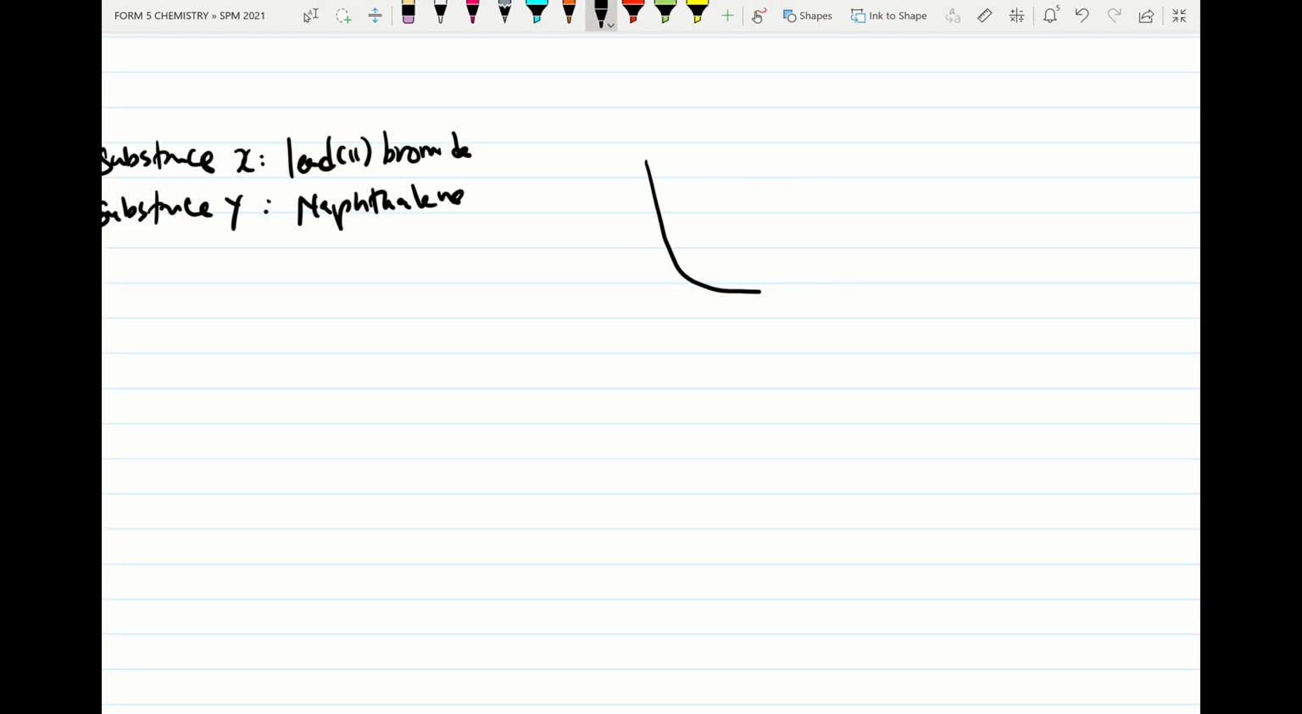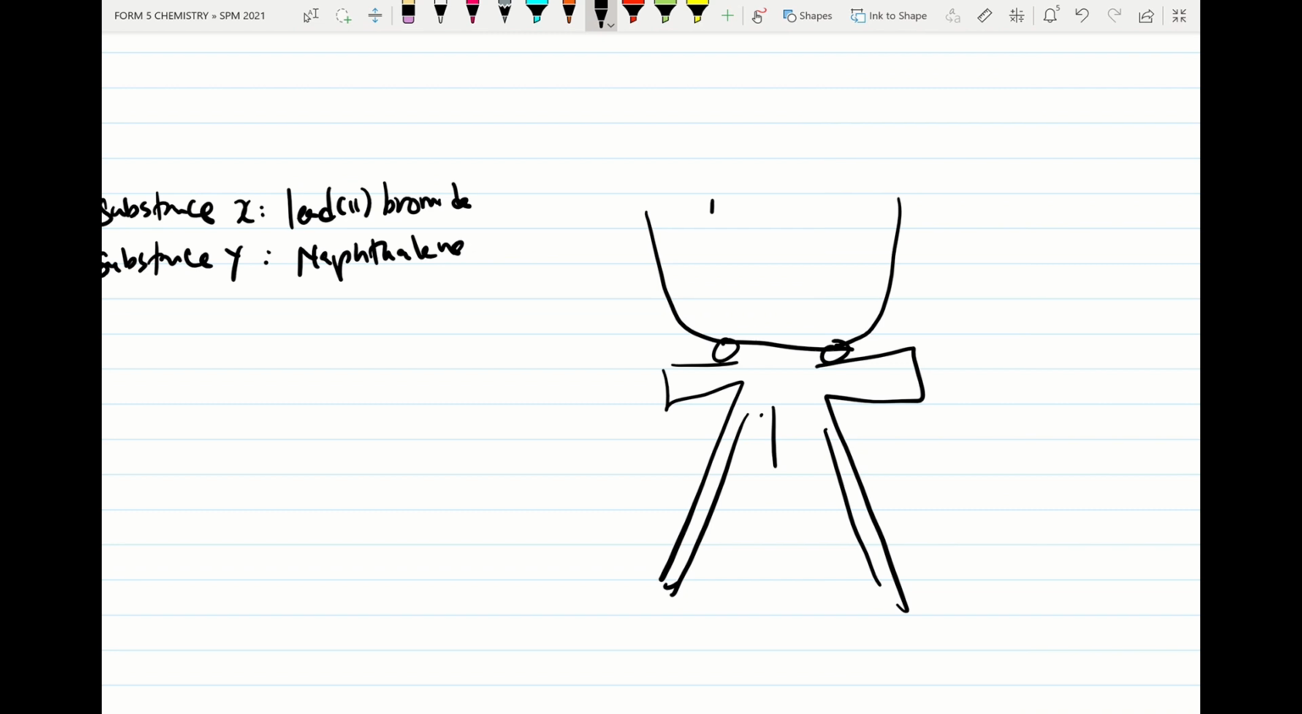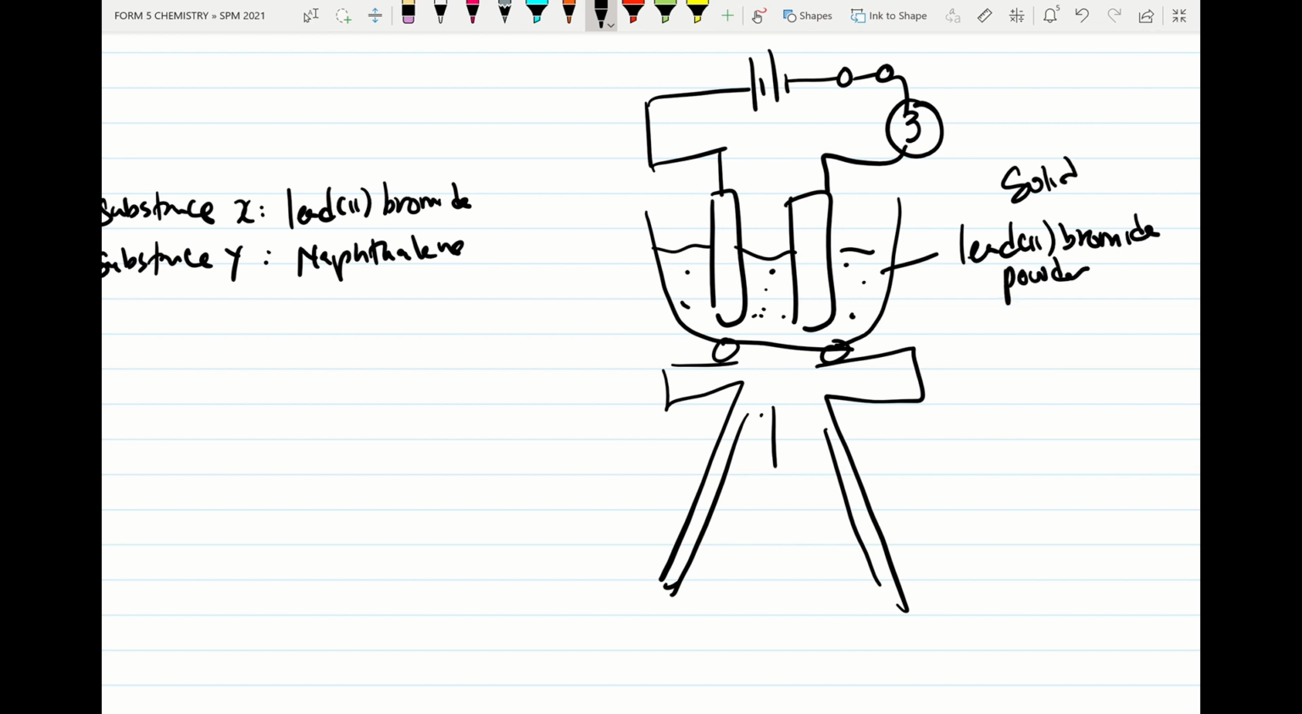So the diagram that we should draw here: we take a crucible and put it on top of the tripod stand. Here I take carbon electrodes connected to the batteries, switch, and bulb. I take the solid lead(II) bromide powder, then we check the bulb does not light up. After that we heat the powder until it melts and forms molten, then we can see the bulb lights up.